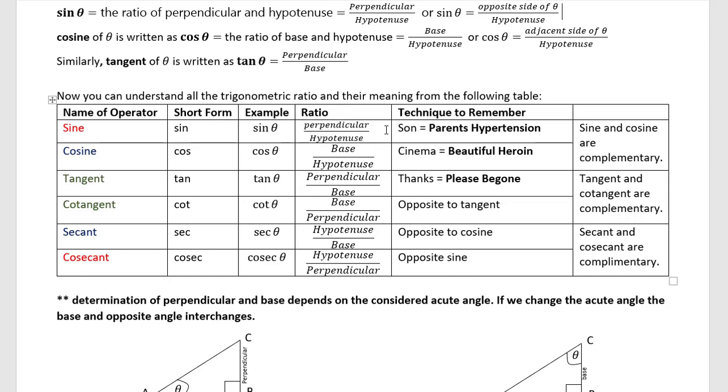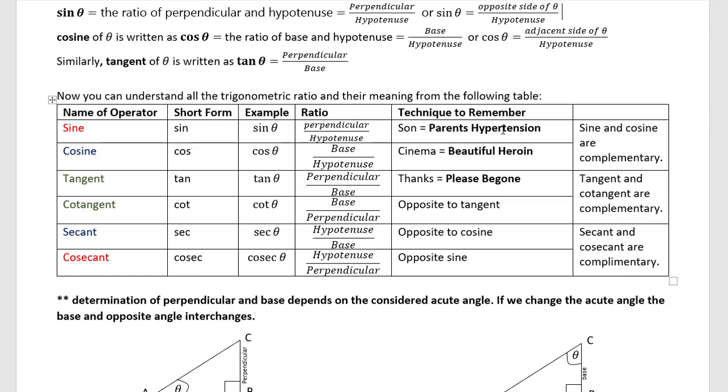So the remembering technique is: son equals parents' hypertension. You know that son, or the correct pronunciation is sun, is parents' hypertension. If you are a son of your parents, you know that your parents get hypertensed, or your parent is always worried about you. Therefore, you are the cause of hypertension of your parents. So it is easy to remember: son equals parents' hypertension. Why do you remember this? If you can recall this, you can derive: son is for sine, parents is for perpendicular, and hypertension is for hypotenuse.